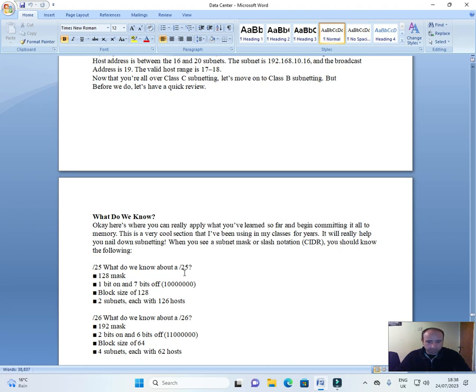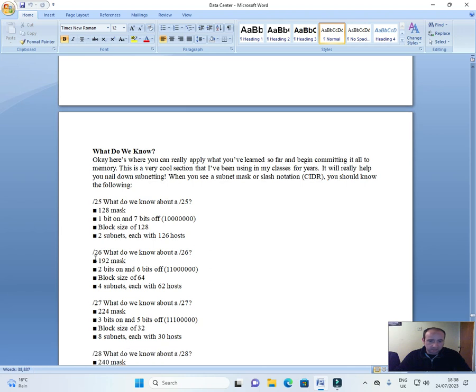/25: what do we know about a /25? 128 mask, 1 bit on, 7 bits off: 1 0 0 0 0 0 0 0. Block size of 128, 2 subnets each with 126 hosts. /26: what do we know about a /26? 192 mask, 2 bits on, 6 bits off: 1 1 0 0 0 0 0 0. Block size is 64, 4 subnets each with 62 hosts.